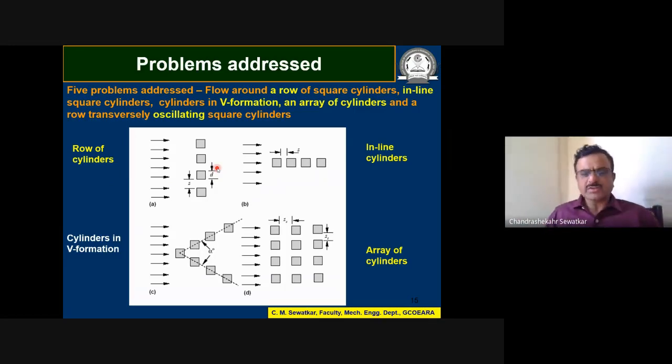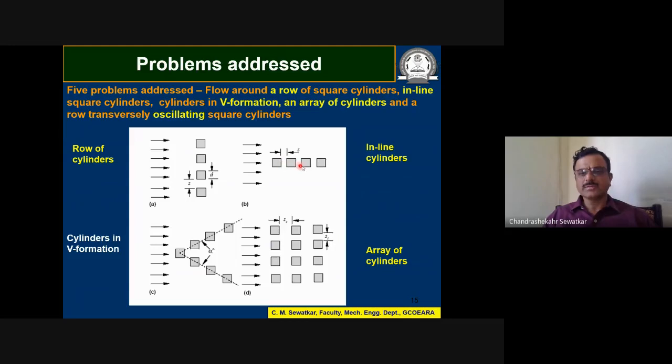Problems which we have addressed: the first one is cylinders kept like this with the flow occurring over it. This problem is called row of cylinders. D is the diameter, the size of the body, and S is the spacing between the bodies. So this particular configuration is called row of cylinders.